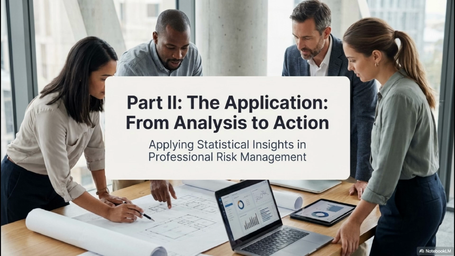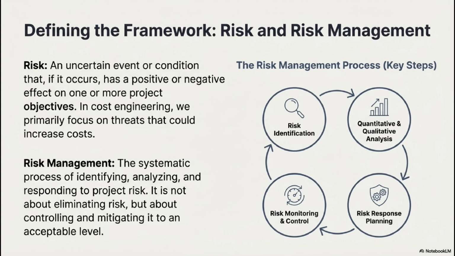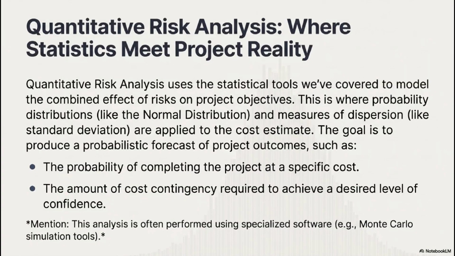Part 2 is about application, turning this insight into action. In our world, risk is any uncertain event that can impact project objectives, usually costs. Risk management is the systematic process of dealing with it, not to eliminate risk, but to control it. This is where our statistics meet reality. Quantitative risk analysis uses those probability distributions and standard deviations to model the combined effect of all risks.